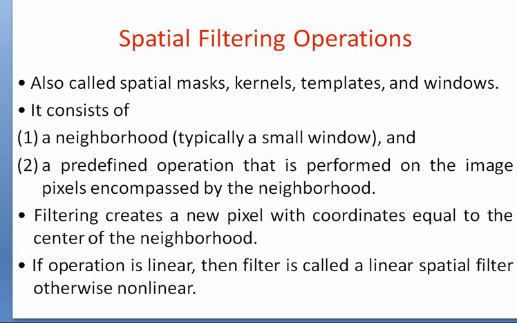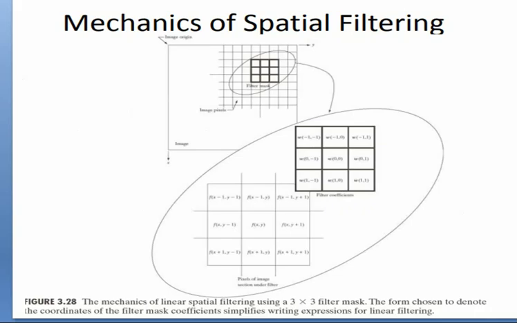Here we may apply different operations. If that operation is linear, then such a filter is said to be a linear spatial filter. Otherwise, it is said to be a non-linear filter. So we have two different things: linear spatial filtering operations and non-linear spatial filtering operations. Now, this is the mechanics of spatial filtering. Here you just consider a 3 by 3 mask. This is the 3 by 3 mask, a square mask with size 3 by 3.